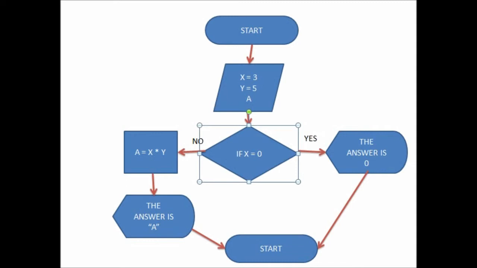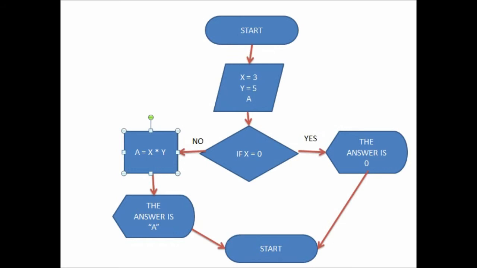If x is equal to 0, if this condition succeeds, we are going to show a message: the answer is 0, because the process is a multiplication, and if x is equal to 0, the answer is going to be 0. We don't need a process. But if x is not equal to 0, the condition isn't met, and we are going to go to the other side. The square that means a process.